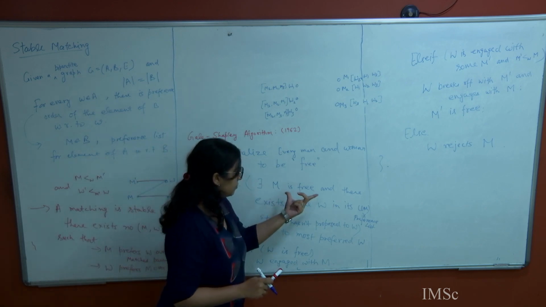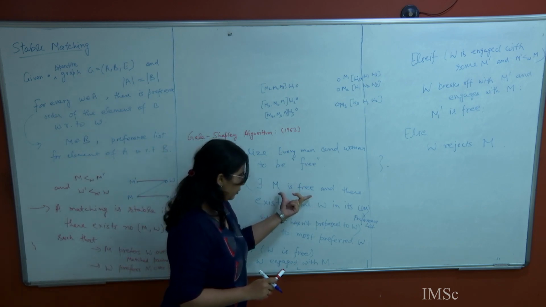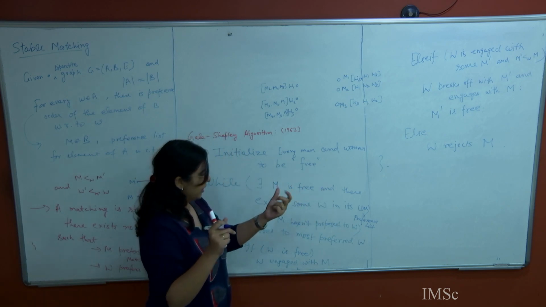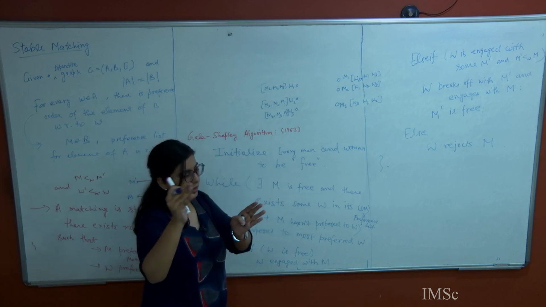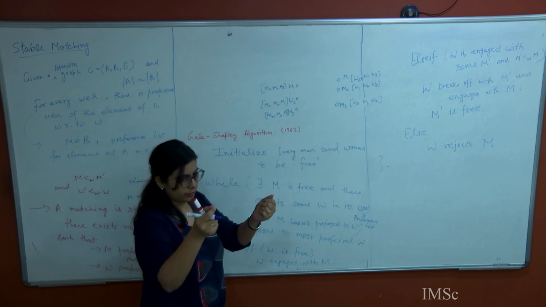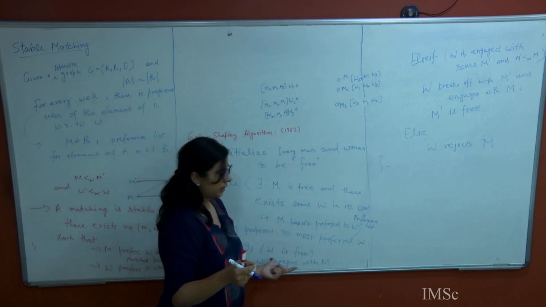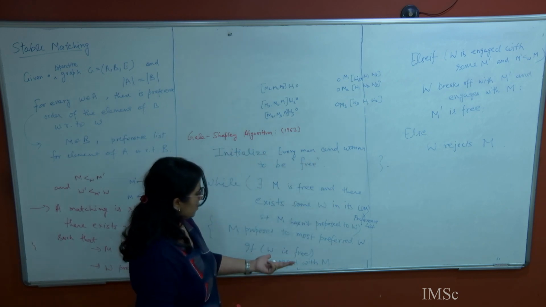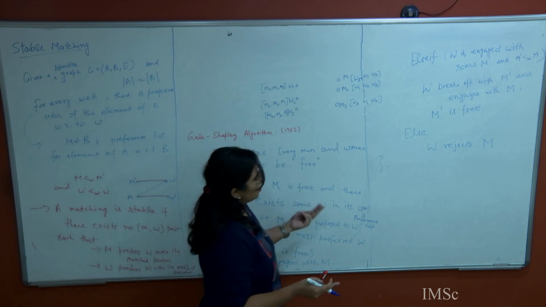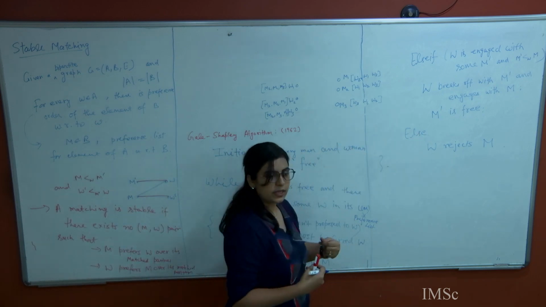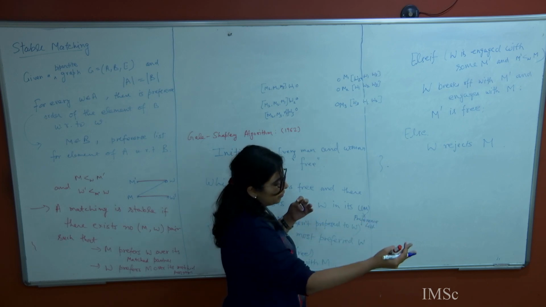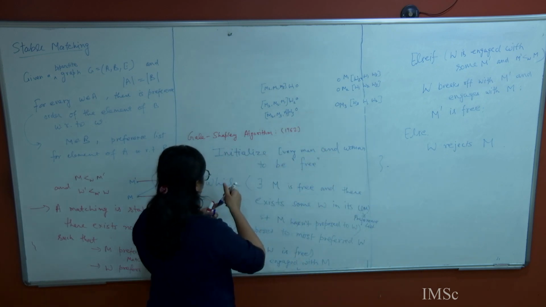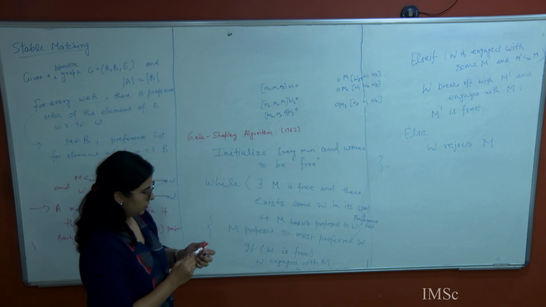So, as long as we have some man who is free, we will go to his preference list and see which women he has not proposed to, and we will take the most preferred woman, and then M proposes to that W. And now, if W is free, then W engages with M. If W is not free, W is engaged already, then W would decide whether M is more preferable for her or not. Okay. So, let us look at this example and run this algorithm on it.